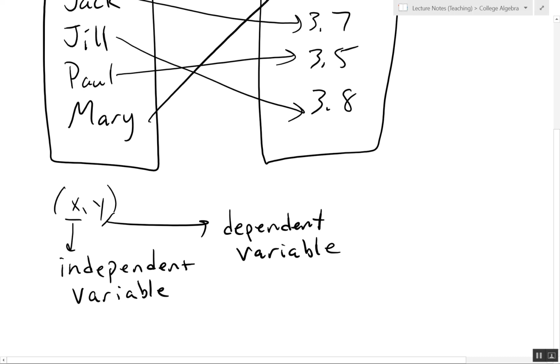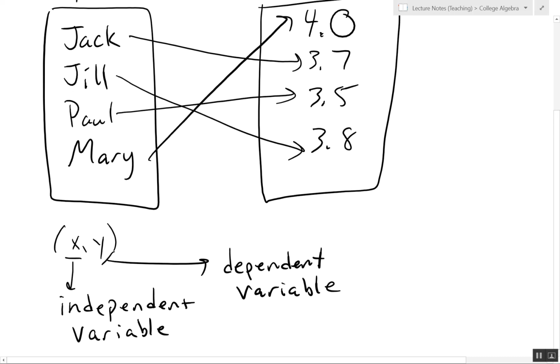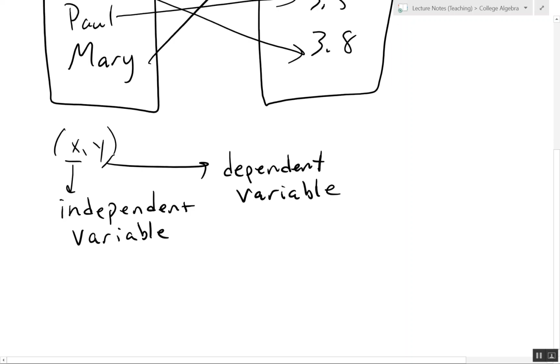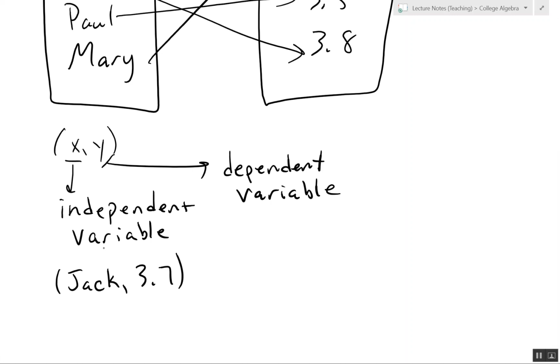Now, how do we write this in ordered pair notation? We look at each arrow, and we notice that Jack gets associated with 3.7. So Jack is going to fill in the X part here, and 3.7 is going to fill in the Y part. So this will look like Jack, comma, 3.7. Jack came from the X objects, 3.7 came from the Y objects. And we're going to make a whole list of them. When we list things, we put commas between them. So here's one ordered pair, and comma.